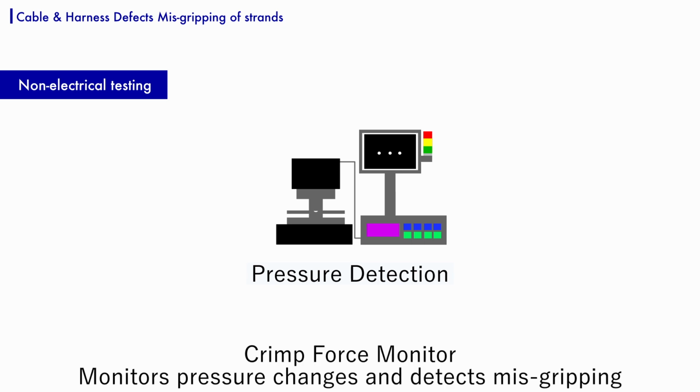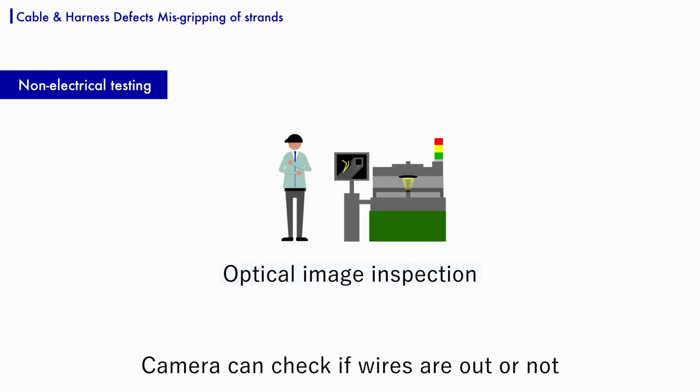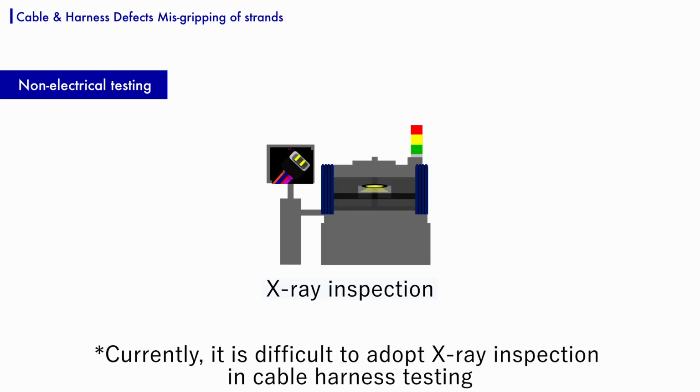There are ways to check the terminals. A crimp force monitor detects pressure changes in crimping. If the wires come out, the pressure changes and can be detected. A camera can also be used to detect the presence of the error optically. After the connector housing, the inside of the case can also be checked by X-ray.